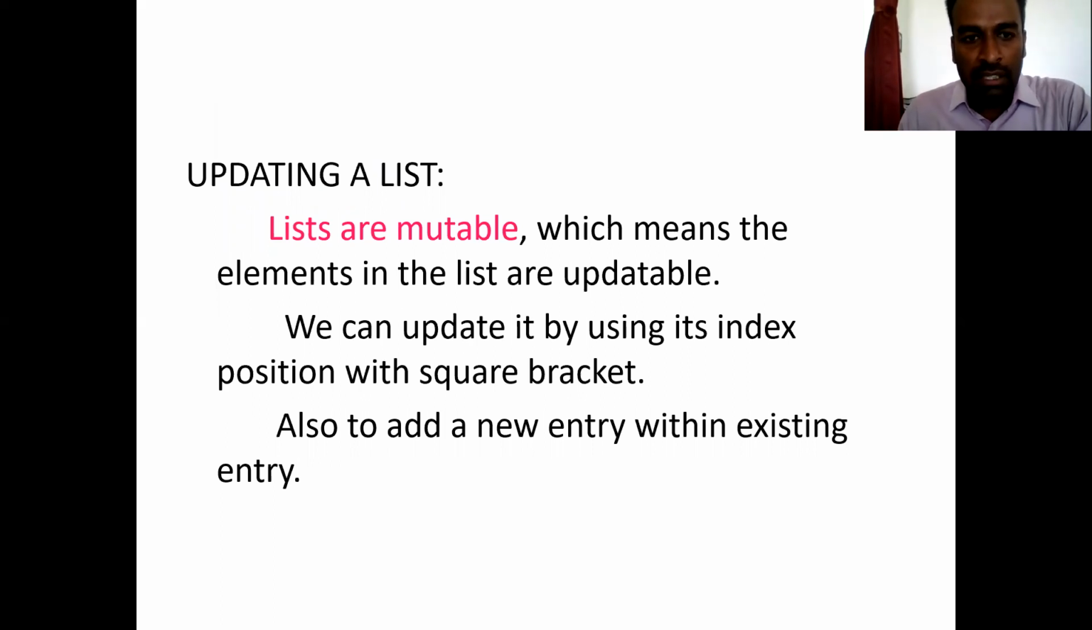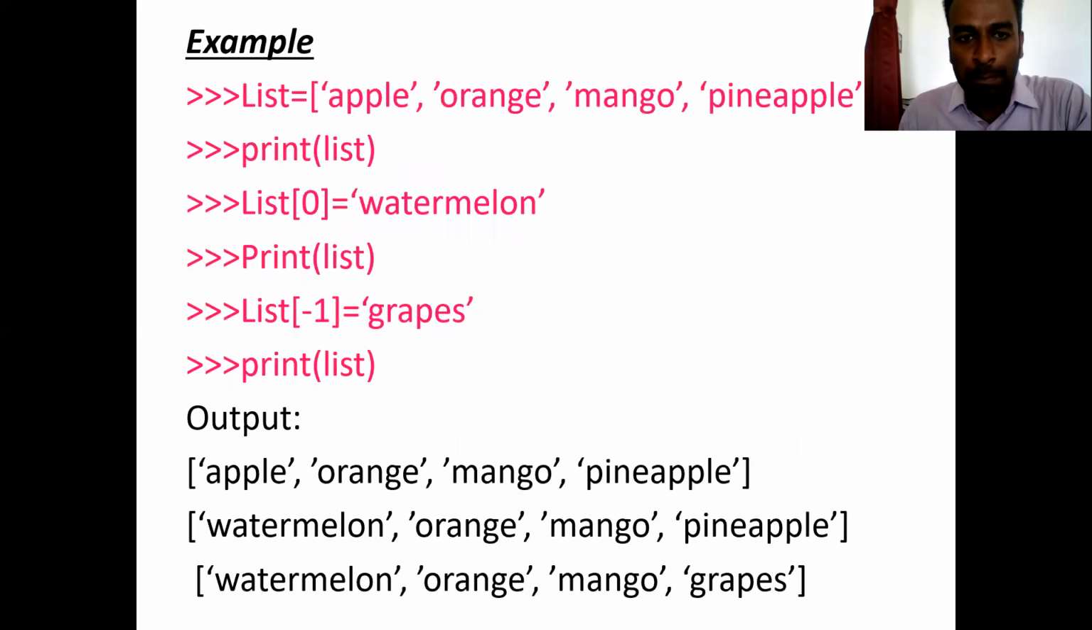Next one, how to update a list. So already we know that a list is mutable, which means the elements in the list are updatable. We can update it by using the index position with the square brackets. We can also add a new entry within the existing entries. Suppose we have a list with some elements, and we want to add some element in the list with the help of an index position.